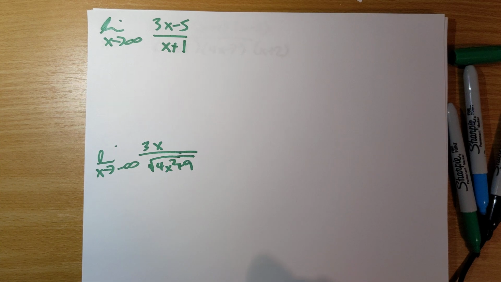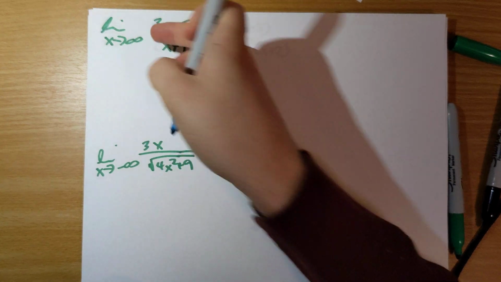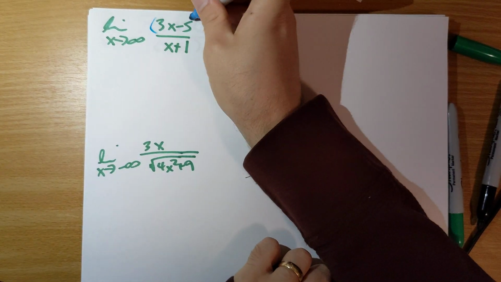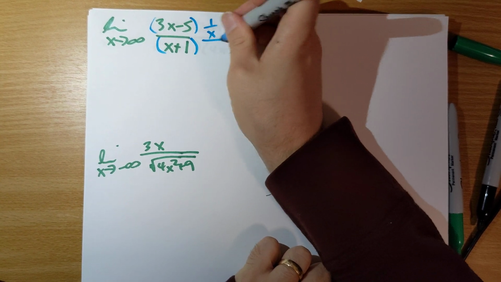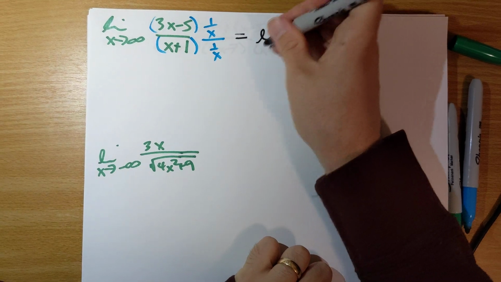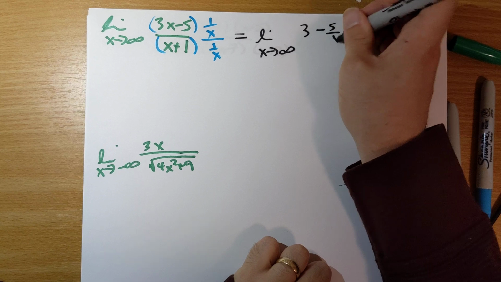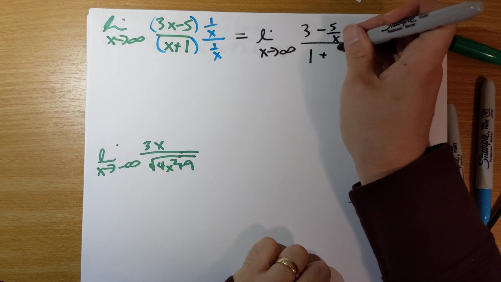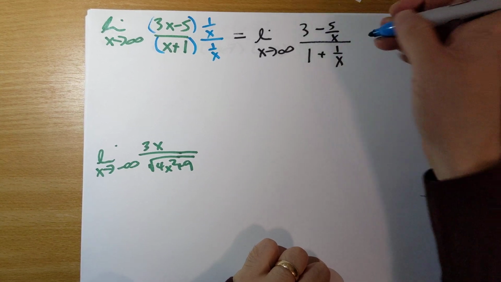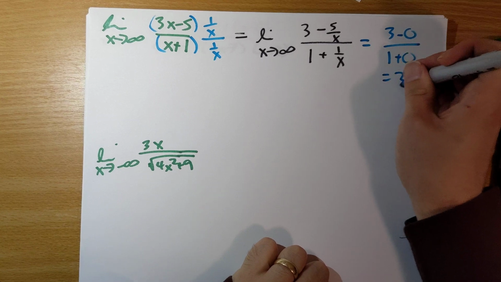Number 35. Calculate these limits, show they don't exist. First off, as x goes to infinity, the numerator and denominator both go to infinity. So let's divide top and bottom by x. We end up with 3 minus 5 over x over 1 plus 1 over x. Now the 5 over x and 1 over x terms go to 0. 3 minus 0 over 1 plus 0 is just 3.